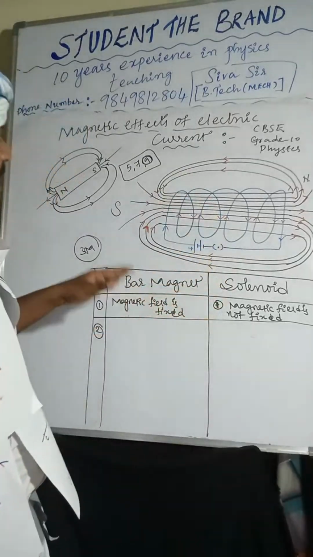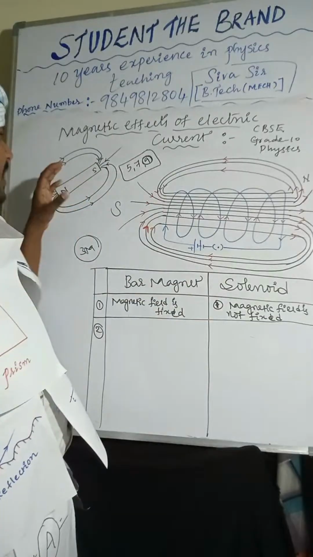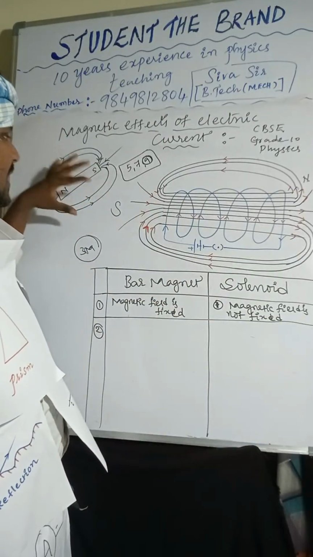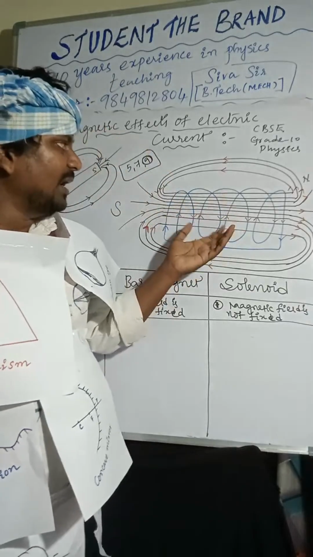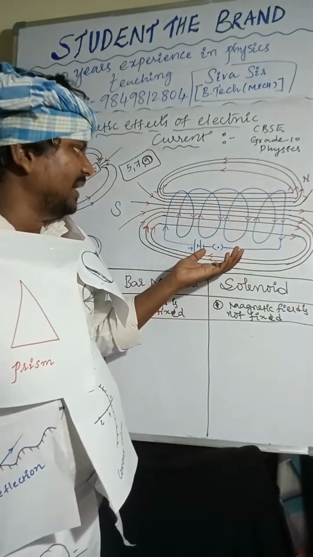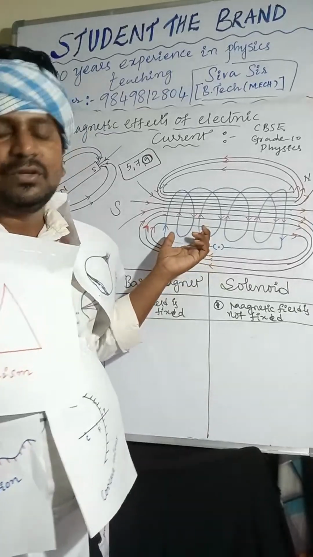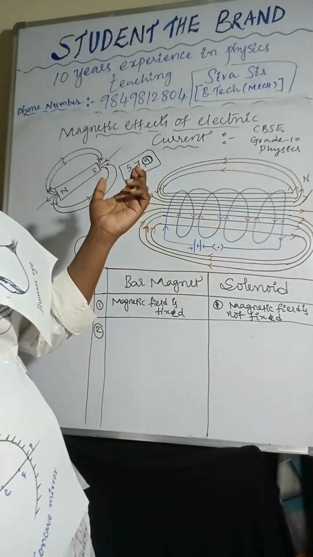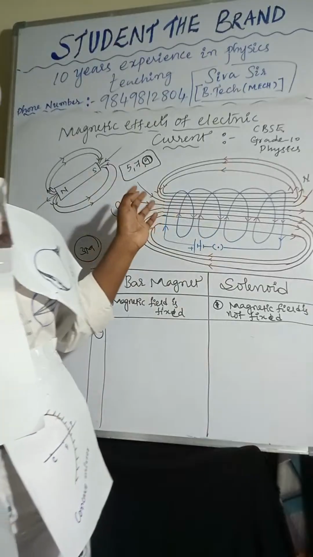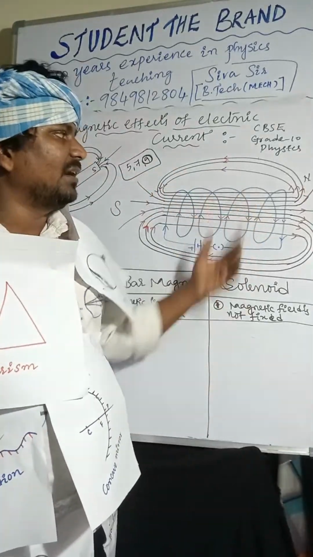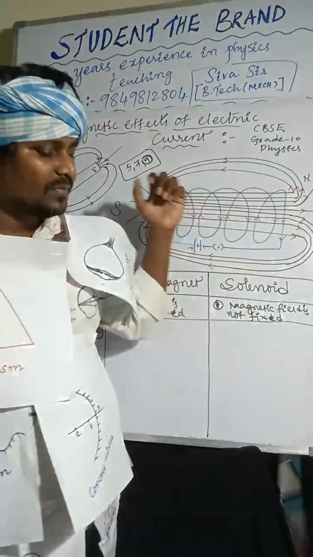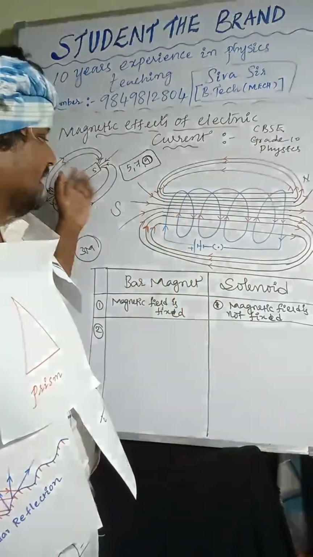So the bar magnet's magnetic field is fixed. The pole strength is also fixed. We can't increase the magnetic field, we can't decrease it. But in a solenoid we can increase the magnetic field by changing the battery. If you add more cells and the strength increases, automatically the magnetic field increases. And if the number of turns increases or decreases, accordingly the magnetic field changes. But here it is fixed only.